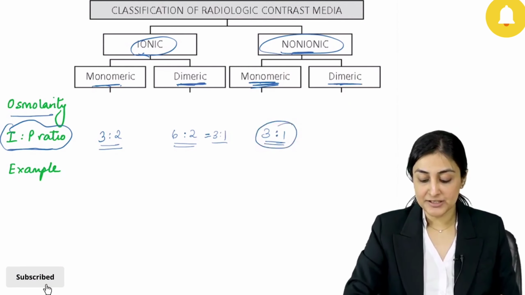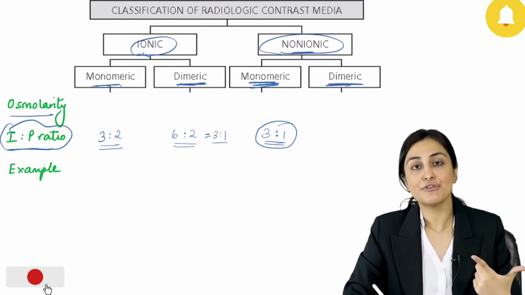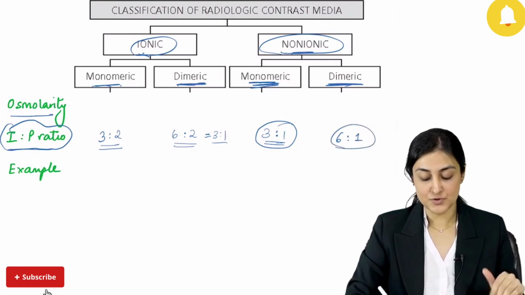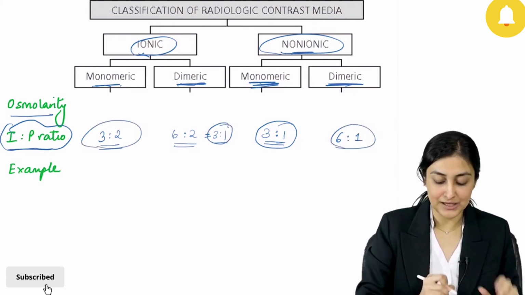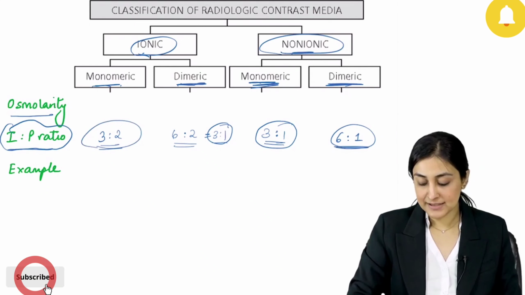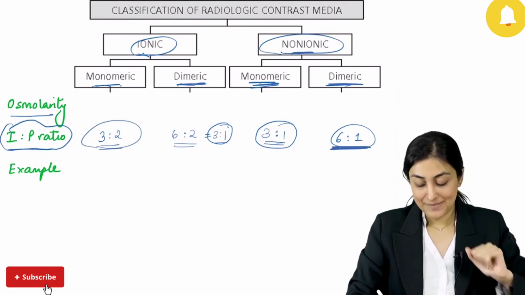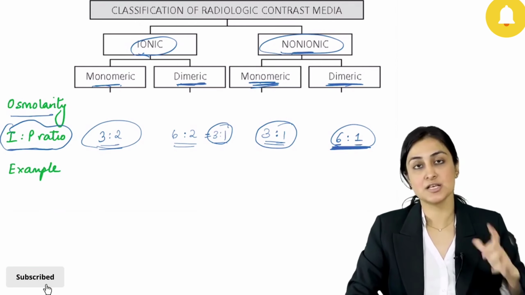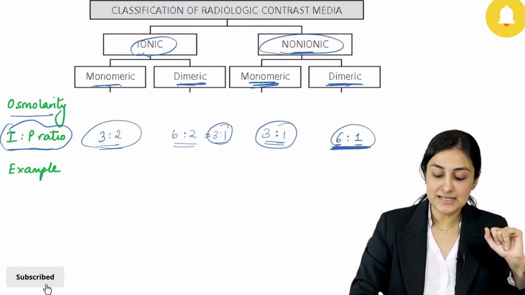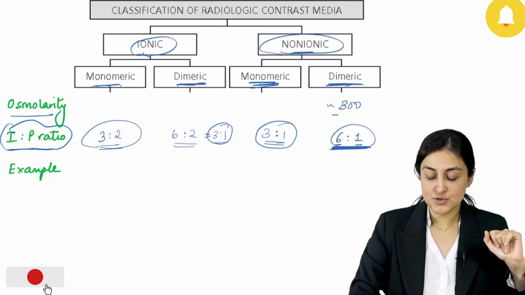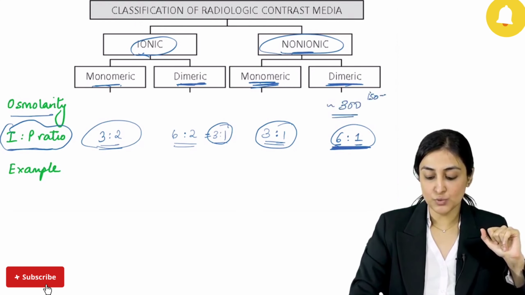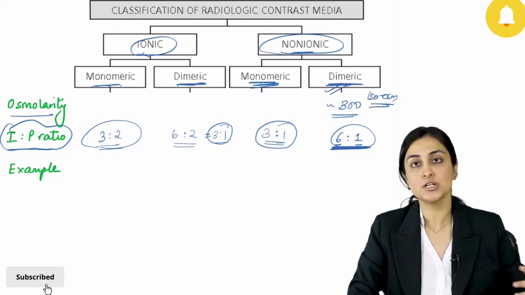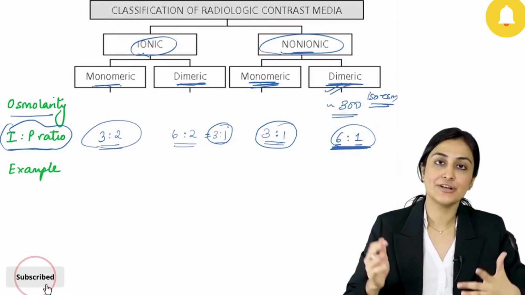When I go to non-ionic dimer, because it's a dimer, number of iodines 6, because it is non-ionic, just 1 particle. So, now when we analyze the iodine particle ratio, we realize that this non-ionic dimer has the maximum number of iodines and the minimum number of particles. So, this is something which is going to have the least osmolarity. Somewhere this osmolarity is iso-osmolar to the plasma, and hence these contrast media are called iso-osmolar. They are the safest in renal failure.